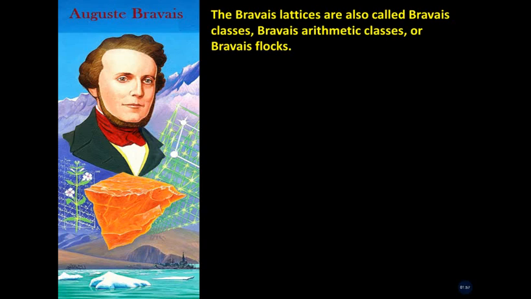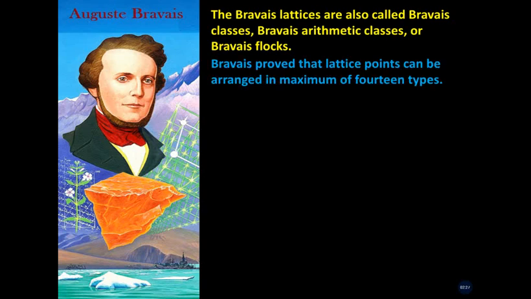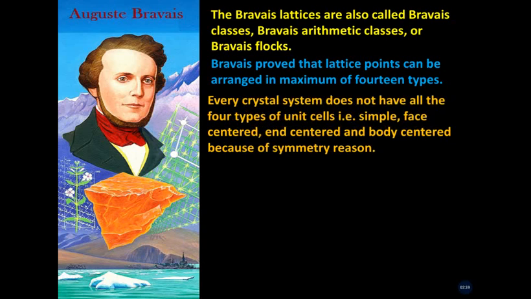However, not all of the combinations are unique. Some of the combinations are equivalent while other combinations are not possible due to symmetry reasons. This reduces the number of unique lattices to the 14 Bravais lattices. Bravais proved that lattice points can be arranged in a maximum of 14 types. Every crystal system does not have all the 4 types of unit cell. If it were possible, then the total Bravais lattices would become 28.